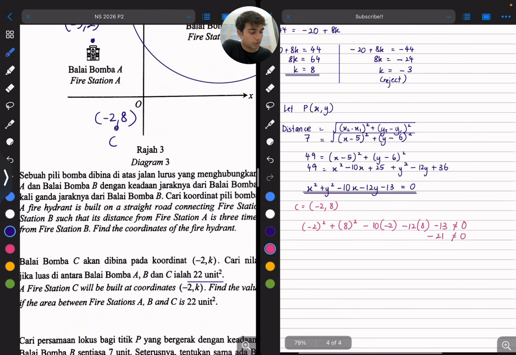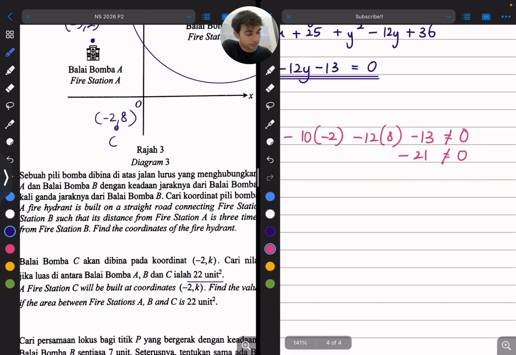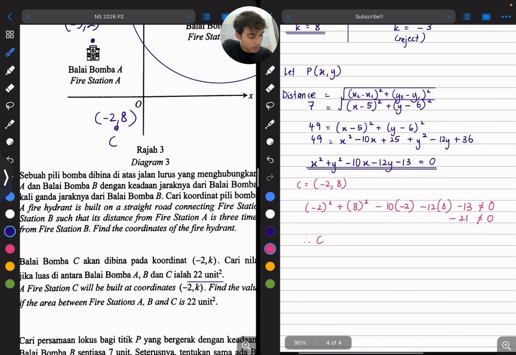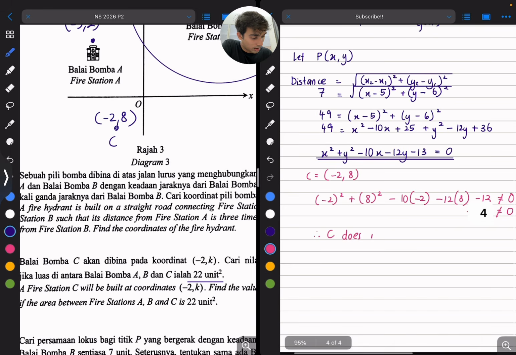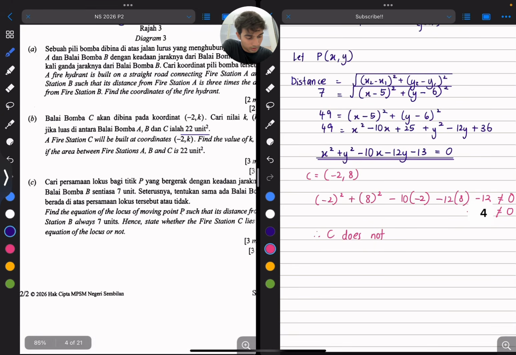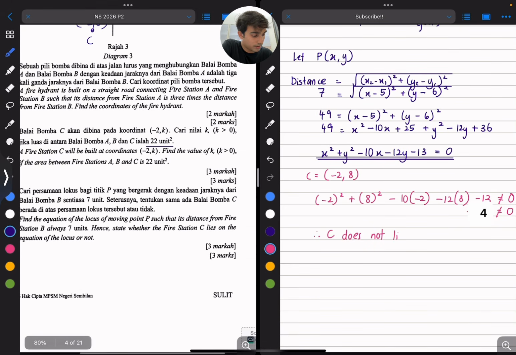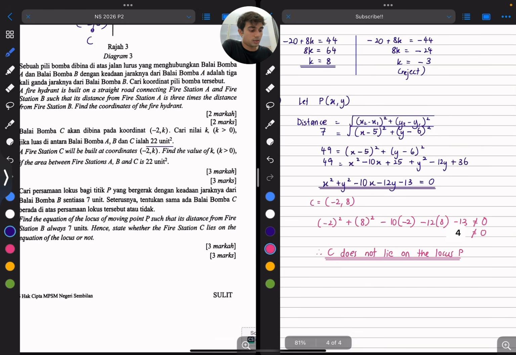So since this whole thing is not 0, we can say C does not lie on the locus P. Done. Okay, so if it lies on the locus P, if you add this up, it must equal 0. That means your left hand side and your right hand side must tally. Okay, done.